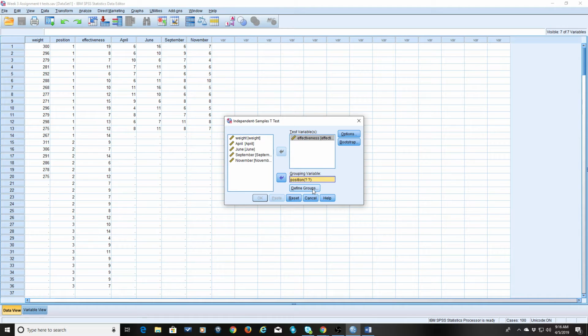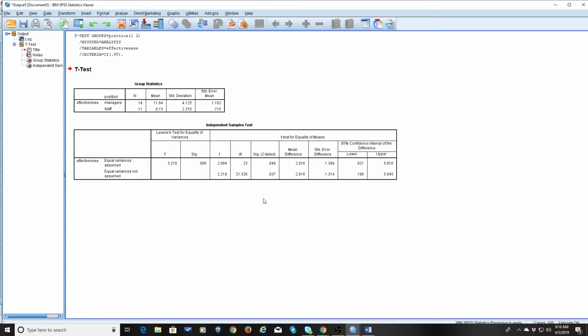So where I'm pointing, define groups, that's asking me what is going to be group 1 and which one's going to be group 2. So for group 1, the 2 things that I'm comparing here are managers and staff. Managers and staff are coded 1 and 2 respectively. So group 1 will be my managers, which is 1. Group 2 is my staff, which is 2. And that's it. You go to continue. Okay. And there you have your results.